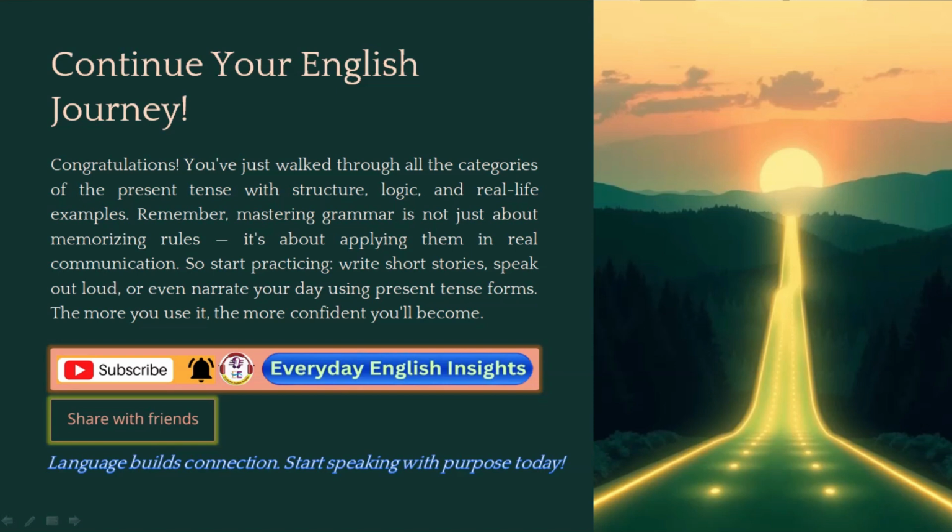Congratulations! You've just walked through all four categories of the present tense, clearly, logically, and with real-life examples. But remember, mastering grammar isn't about memorizing rules. It's about using them in your daily life. So go ahead. Write short stories, speak out loud, or even narrate your daily routine using present tense forms. The more you use them, the more confident and natural you'll become.